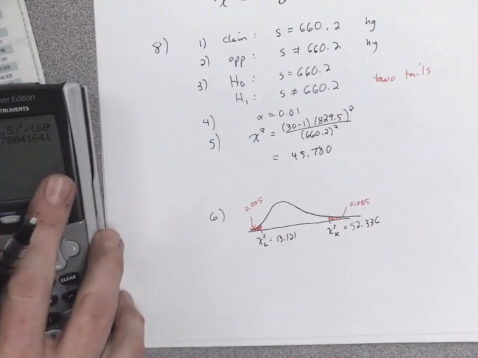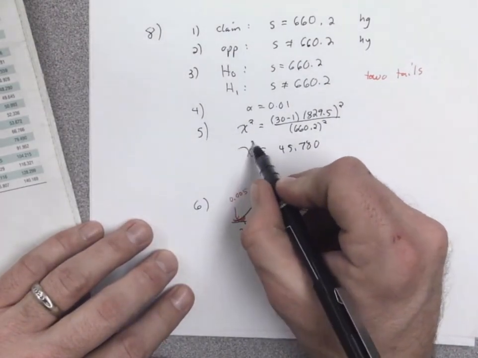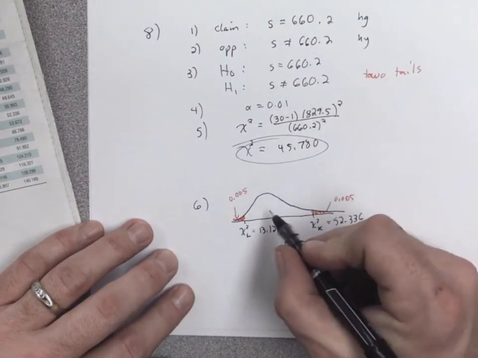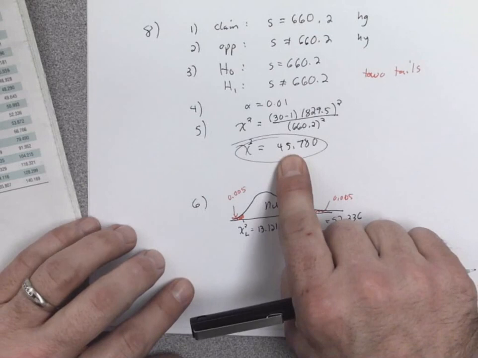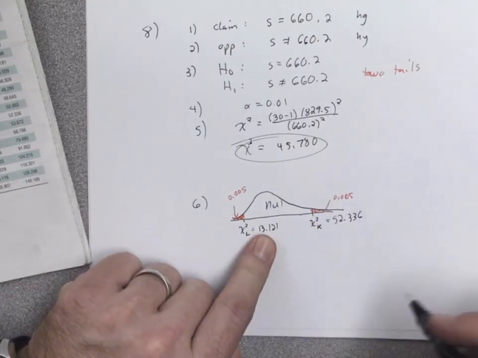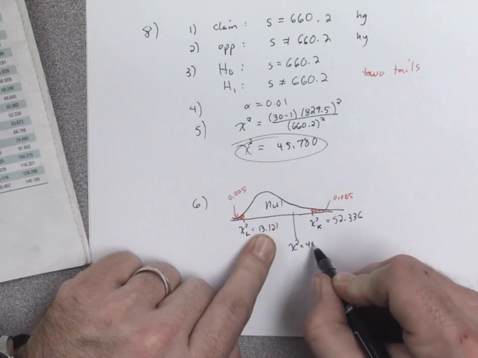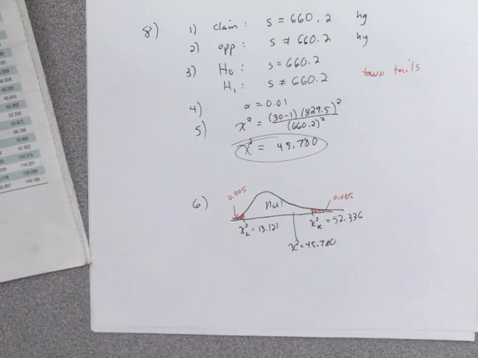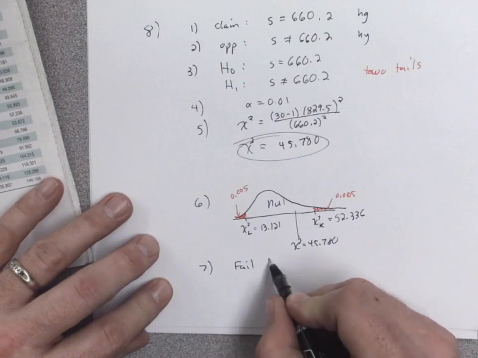Okay, good enough. So let's see where that chi-squared lives. Does it live in the null or does it live in one of these tails? If you notice, this 45 is actually between these two numbers. That 45 is probably about right here. So that chi-squared, which is equal to 45.780, is actually in the null. So in this case, we're going to fail to reject the null.